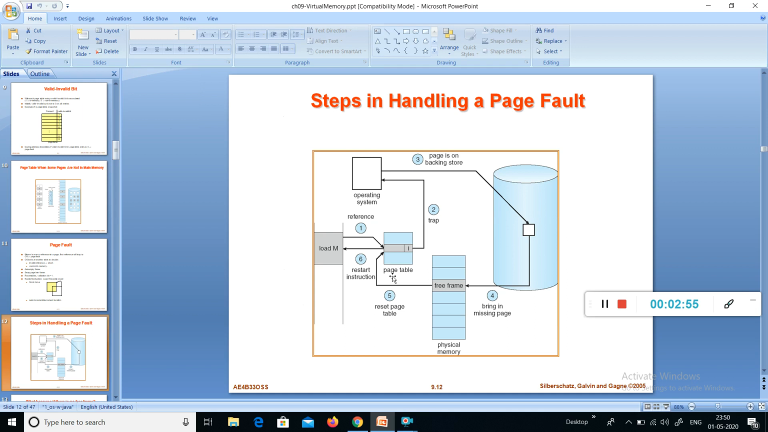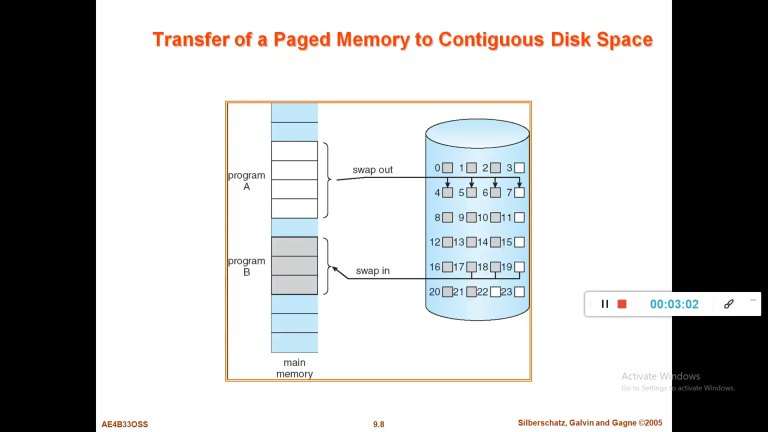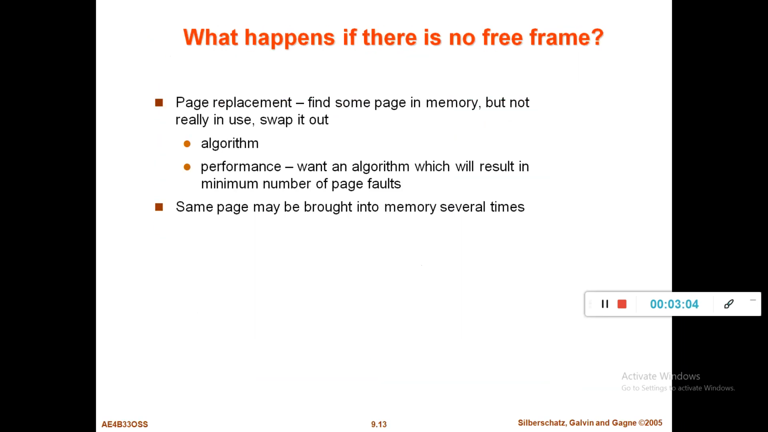Now the question is, if there is a free frame, we are going to load that page into the memory. Now what is the question here? If free frames are not available, what happens if there is no free frame? Then we are going to apply the algorithms called page replacement algorithms. So what is the use of a page replacement algorithm? We are going to find some pages in the memory that are not really in use. Those pages are going to be swapped out and stored into the backing store.